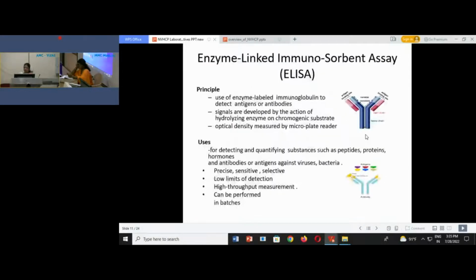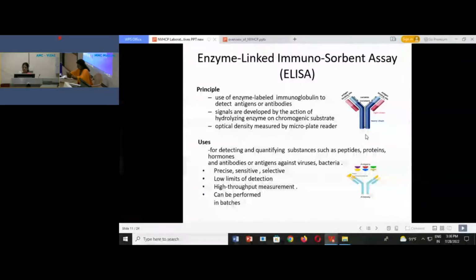Coming to ELISA. ELISA is an enzyme-linked immunosorbent assay. Its main principle is to use the enzyme-labeled immunoglobulin to detect the antigen or antibody. Signals are developed by the action of hydrolyzing enzymes on chromogen substrates. Then this is read, and the optical density is measured by a microplate reader.